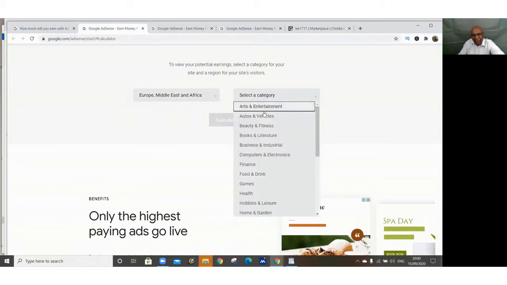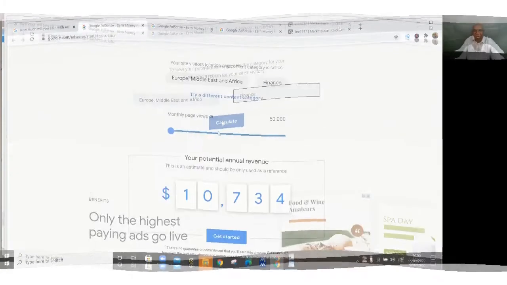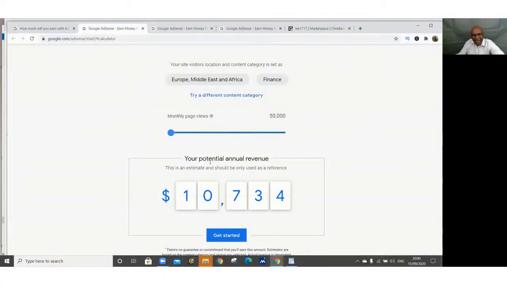My category falls either in business and industry or finance. Actually, I think it falls under finance because I make videos that show people how to make money, right? So we click finance right there, right? If we click the calculator, it gives us a rough idea, right? So I am in Europe, and monthly page views of 50,000 will give me an estimated potential annual revenue of 10,734 just for 50,000 monthly views.